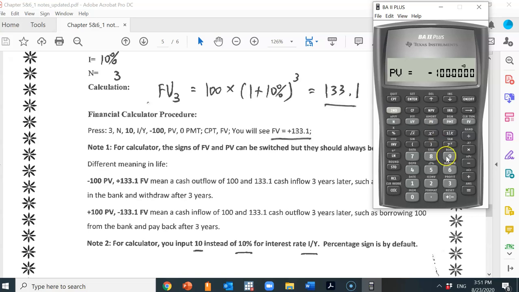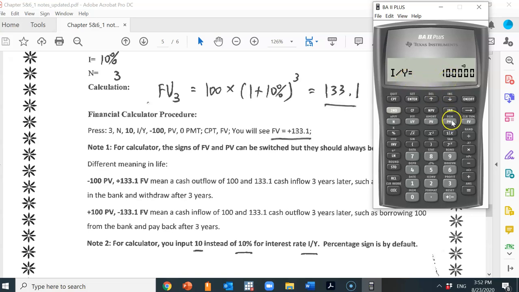Okay, then I need to input 3 as our number of years. So I put 3 as N, 3 years. And then it's 10, because our interest rate is 10%. And the calculator will add the percentage sign automatically. So you just need to input 10 and then press I. So the calculator knows that the interest rate, I/Y, interest rate per year or per period, is 10%.